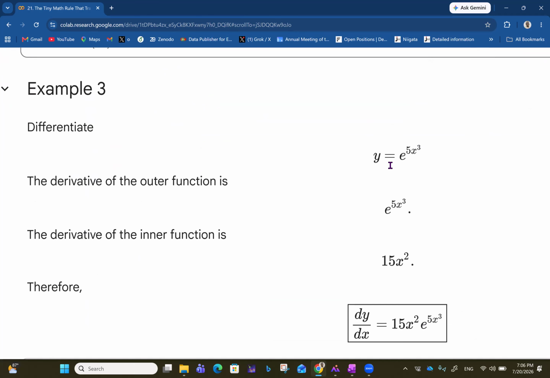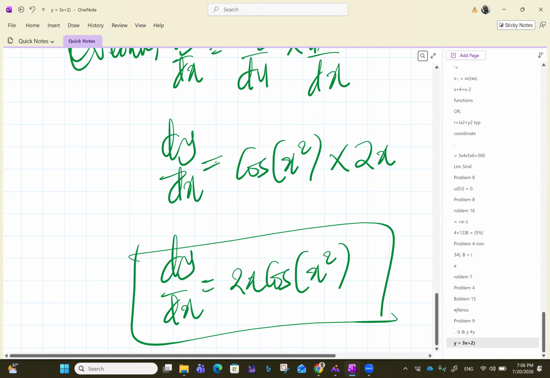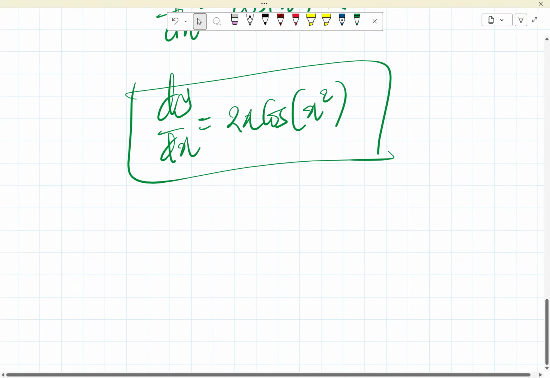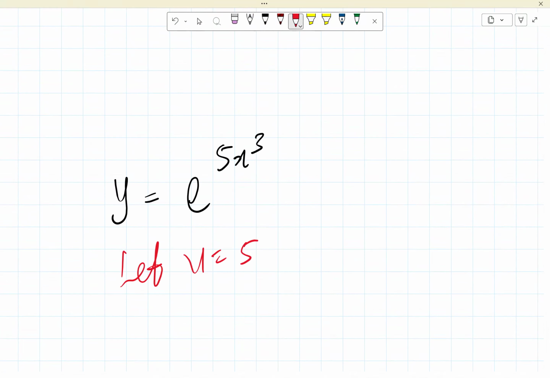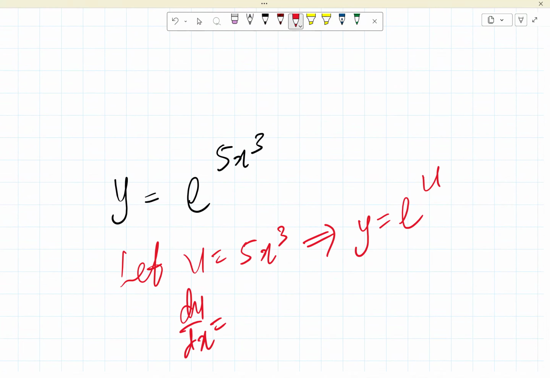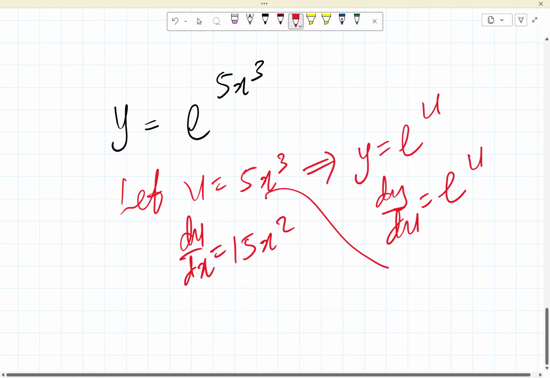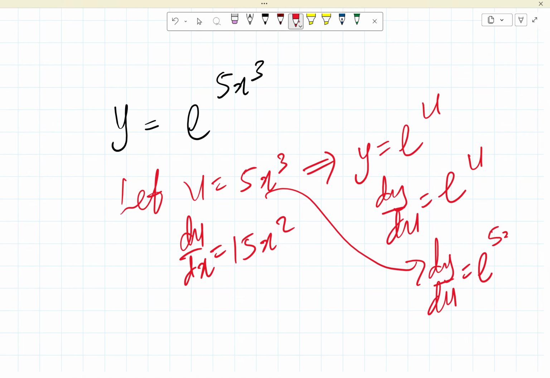Well, that may look confusing, but let's go ahead and do the same thing I've been doing with the rest. So y equals e raised by 5x cubed. To do this, we can say let u be 5x cubed, and that implies that y is equal to e raised by u. So here du dx is 15x squared, and dy du, when you differentiate e raised by u, you still get e raised by u, but now u is 5x cubed, so dy du is e raised by 5x cubed.